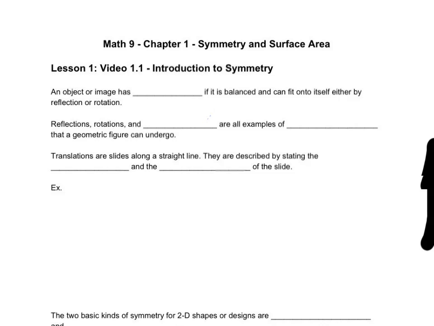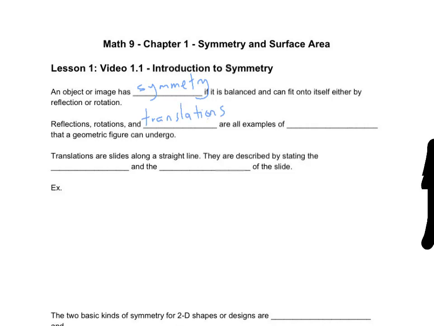Okay, so you can work through the handout of notes that I provided you in class and make sure that you get all the blanks filled in. An object or image has symmetry is the first blank, and symmetry occurs when the object is balanced and can fit into itself either by a reflection or a rotation. So those are two new words, reflection and rotation, that we need to define. We'll get to that. Reflections, rotations, and translations would be our next blank.